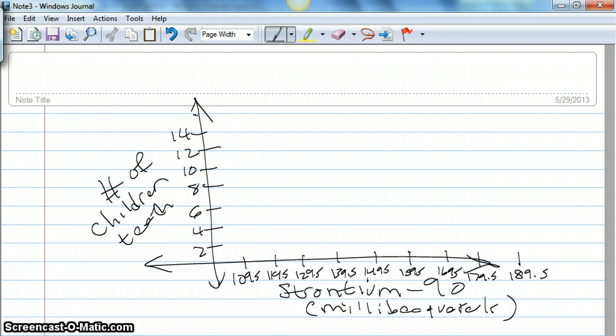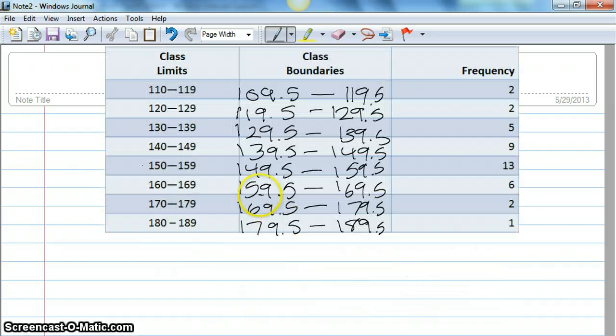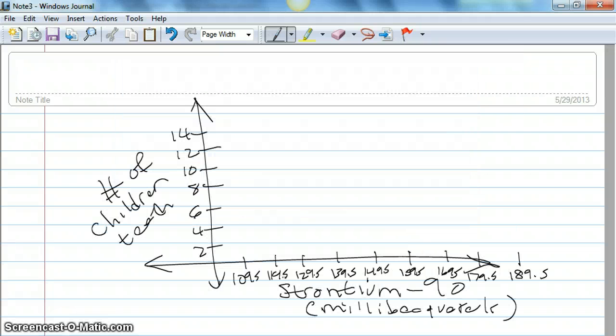And now I can create a histogram by extending vertical bars up to a height corresponding to the class boundaries. The first class, whose boundaries are 109 to 119.5, has a frequency of 2. Therefore, for my first class, I'm going to extend a vertical bar up to a height of 2. And just to make sure there's no confusion, I'm going to label the top of that bar with a 2.